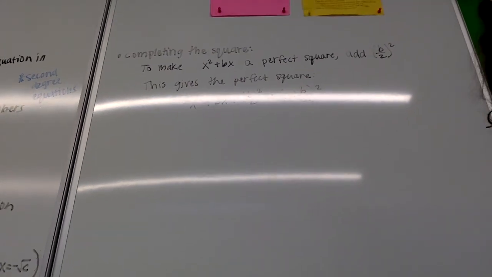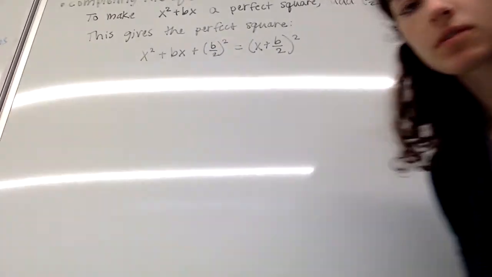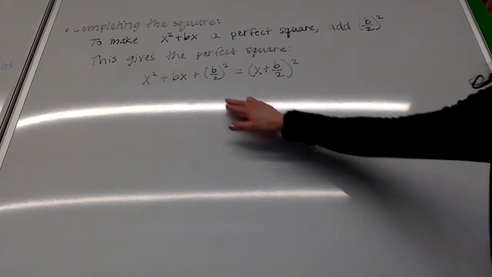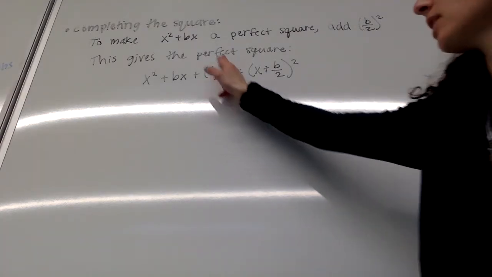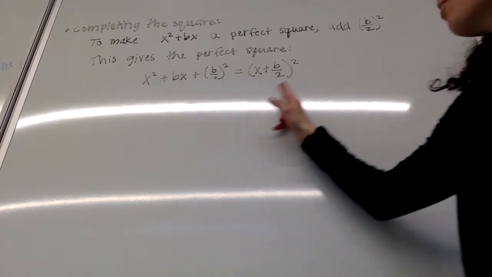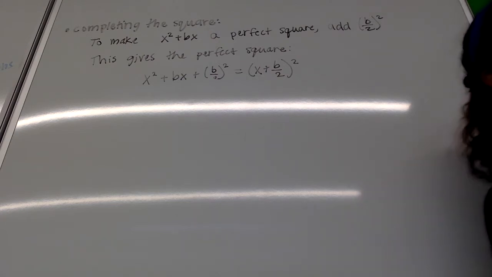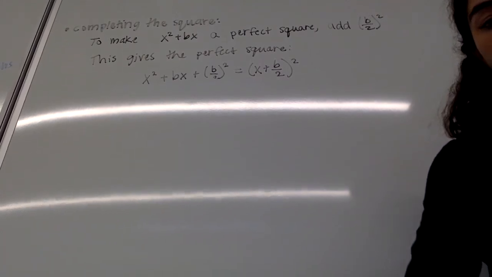equals parentheses. Let me make sure the light works. There we go. Okay, when you add b over 2 squared to the end here, it actually makes this whole side into the perfect square that looks like this, x plus b over 2, all of that squared. Okay, so we are going to have to practice that, and maybe some of you have seen it before, but we'll do some examples today.